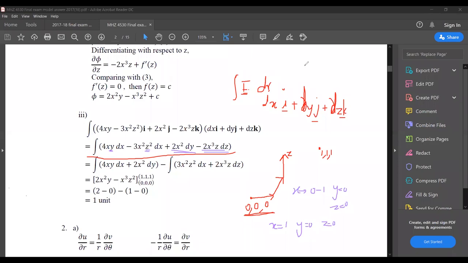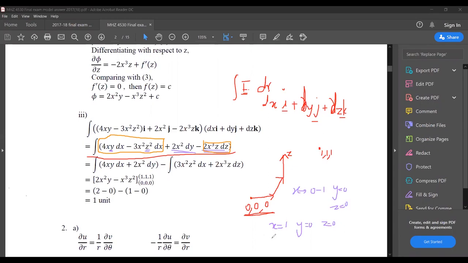Again, this portion is 0 because dx and dz are 0. So we only need this one. At this time, you have to substitute 1 for x, so that is 2 into dy. The range is 0 to 1.